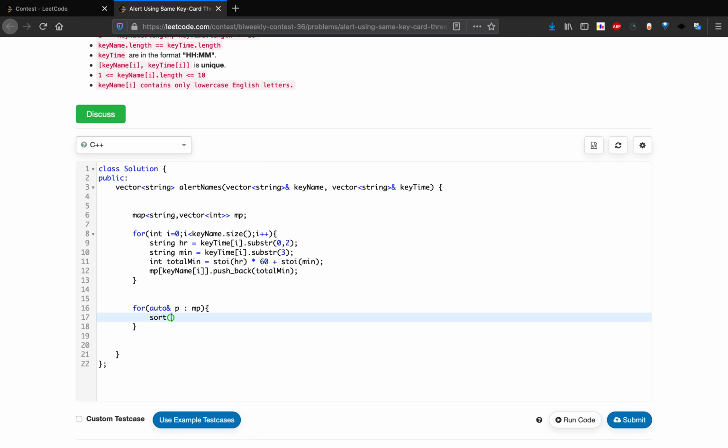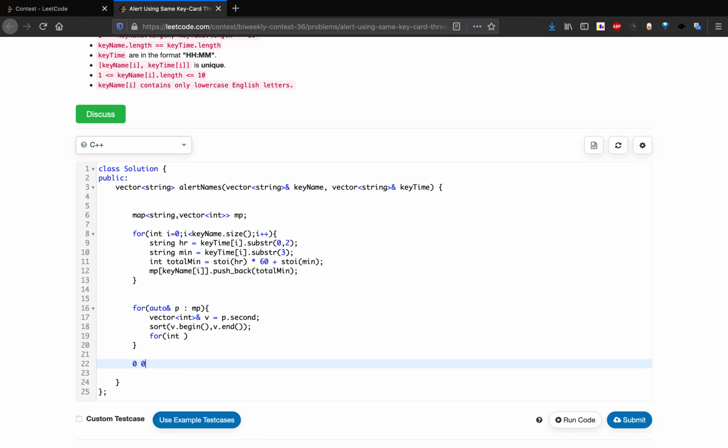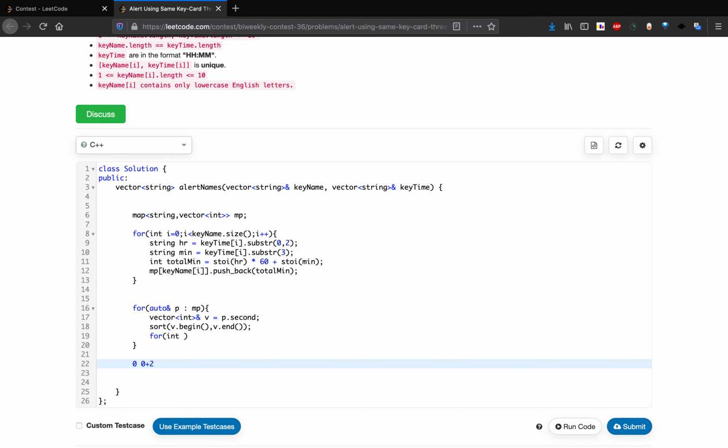So we just have to iterate our map and sort our map. Let's take p dot second, sorting in ascending order. Now indexing begins from 0, right? So 0 plus 2 will point to the third index, like 0, 1 and 2. We are taking 3 times into consideration, so we will begin from I equals 2, I is less than v dot size, I plus plus.